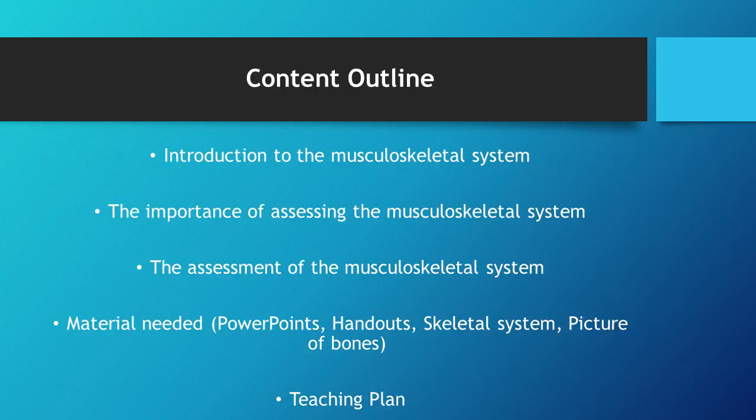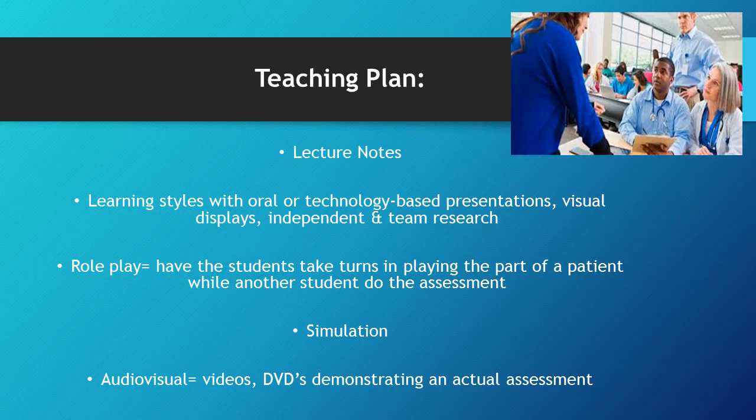The content outline consists of an introduction to the musculoskeletal system, the importance of assessing the musculoskeletal system, and the assessment of the musculoskeletal system. Materials needed are PowerPoints, handouts, skeletal system, pictures of bones, and a teaching plan. The teaching plan will consist of lecture notes, learning styles with oral or technology-based presentations, visual displays, and independent and team research. We will also have role playing.